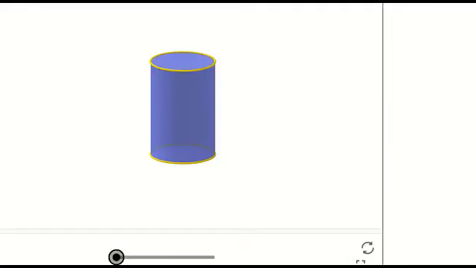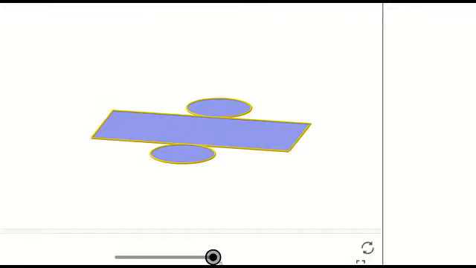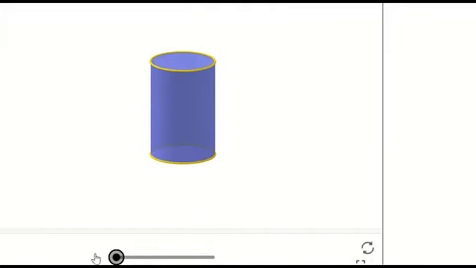The next solid, or 3D shape, will be the cylinder. Let's discover the number of faces, vertices and edges of the cylinder. The cylinder has 2 circular faces only, and has no vertices. We can't see any corners, and it has no edges. There are no line segments in it at all.